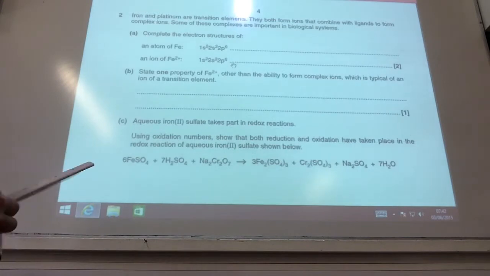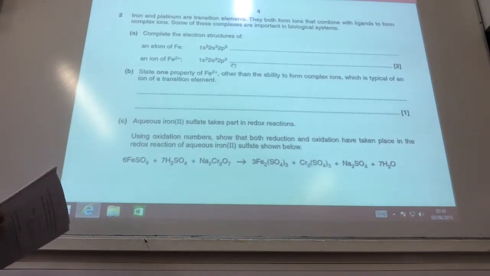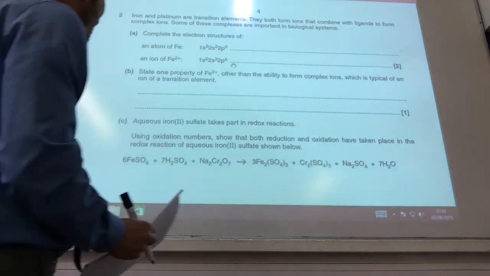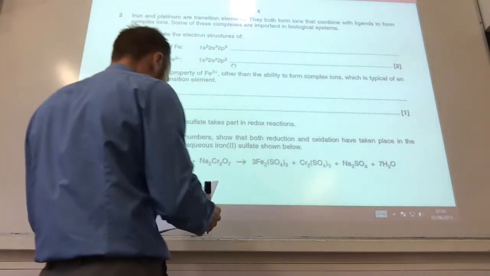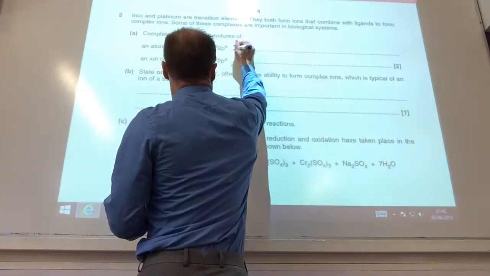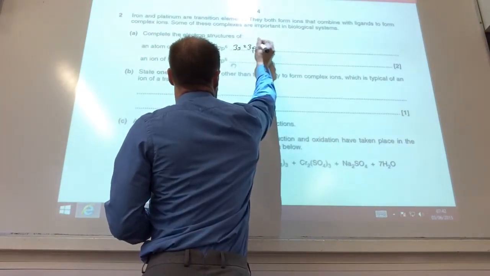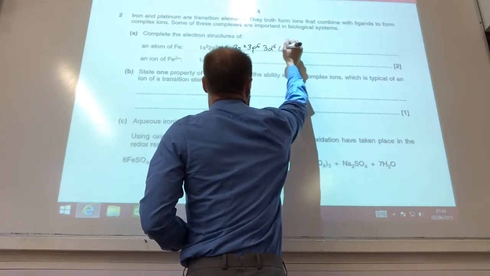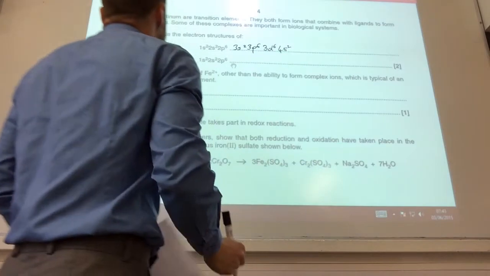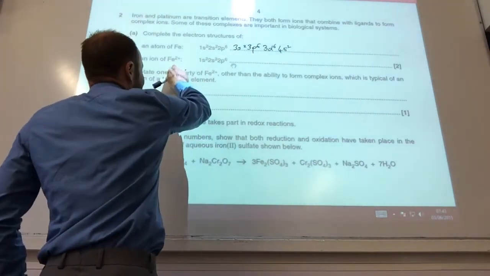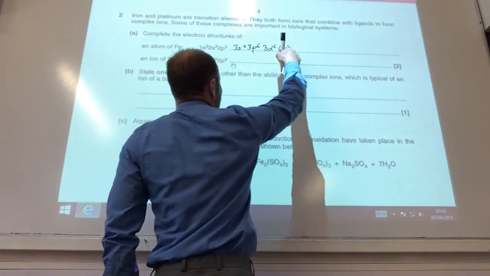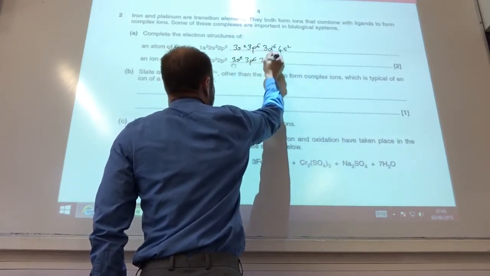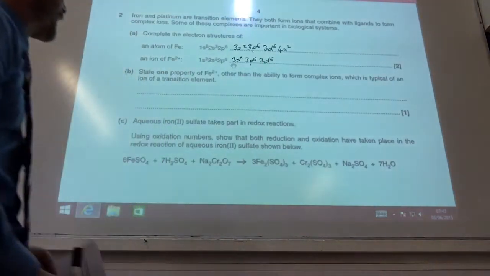Right, time to go on to some transition elements now. And I've got iron and platinum to look at. So first of all, the electronic configuration of an atom of iron. They give me the first part, so it's going to be 3s2, 3p6, 3d6, 4s2. An ion of iron 2 plus, I'm going to lose those two electrons. Remember, they go from the 4s first, so I'm left with that.